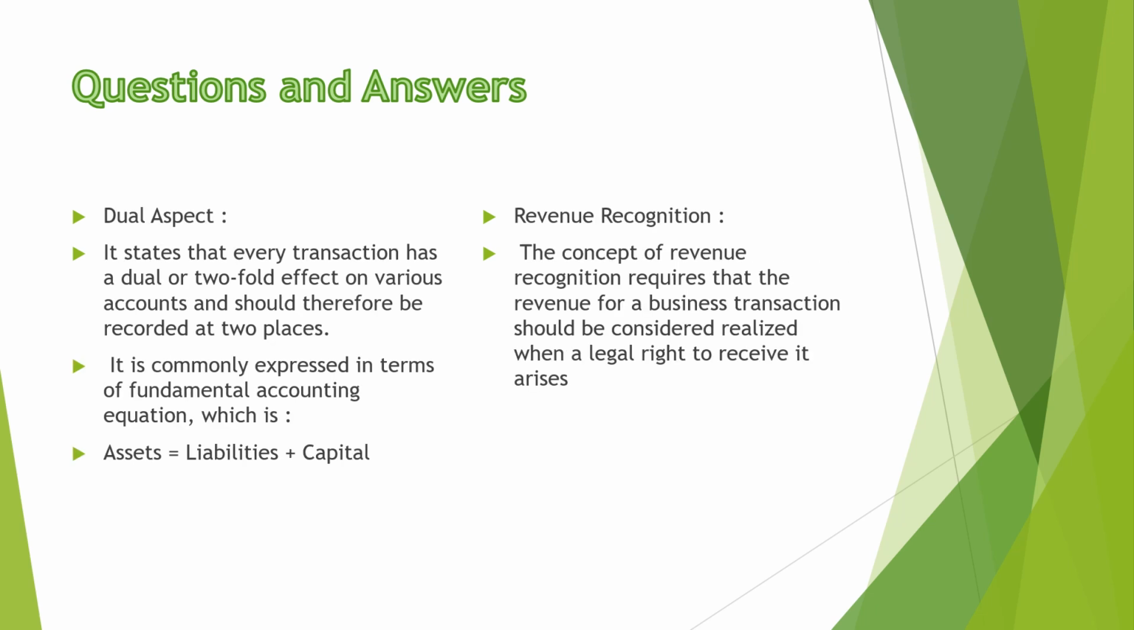Another is dual aspect concept. It gives us a very important equation that is called the accounting equation, that is assets is equal to liability plus capital. So it states that every transaction has a dual or twofold effect on various accounts and should therefore be recorded at two places, that is debit and credit.